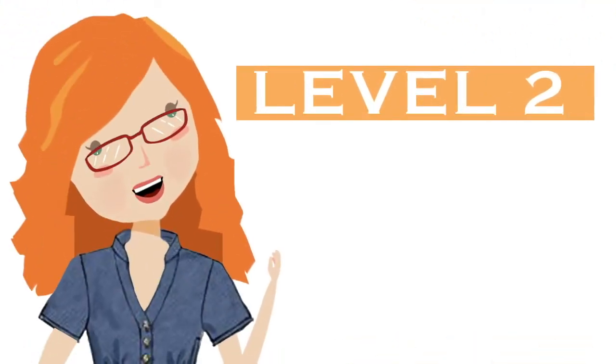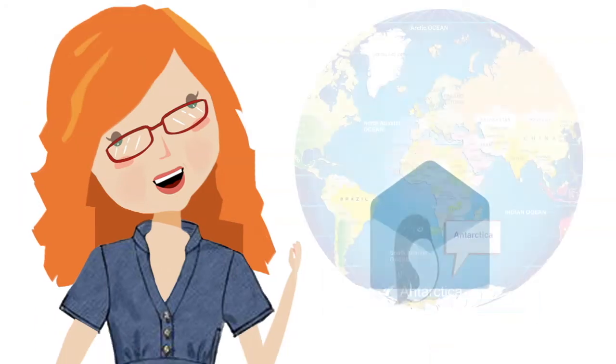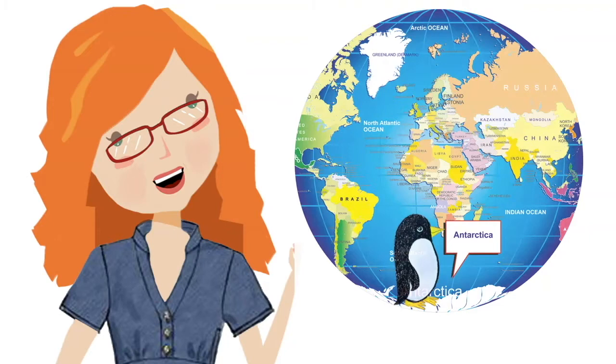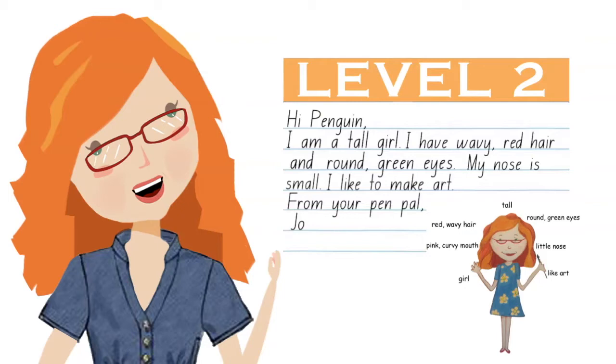Welcome to Level 2 Factual Description Writing. We are going to use facts to describe ourselves in a letter to a penguin who lives in Antarctica at the bottom of the world. A Level 2 piece of writing looks like this.